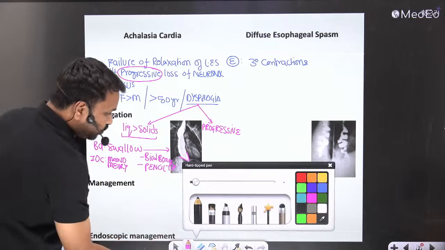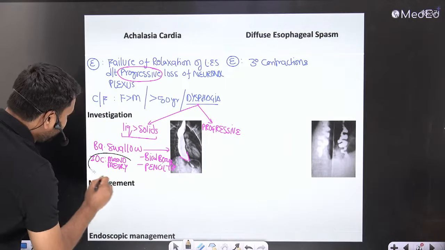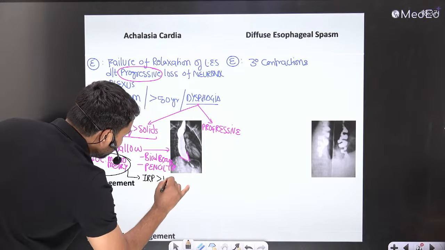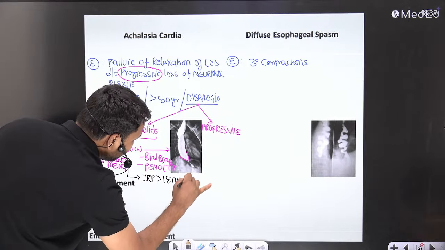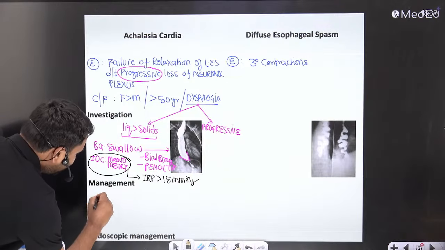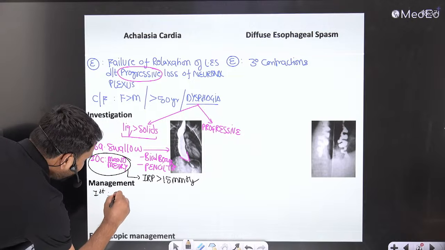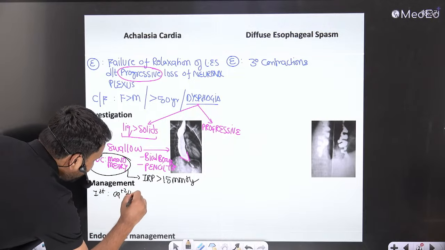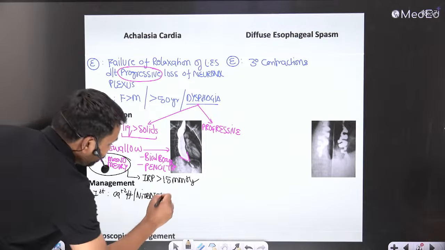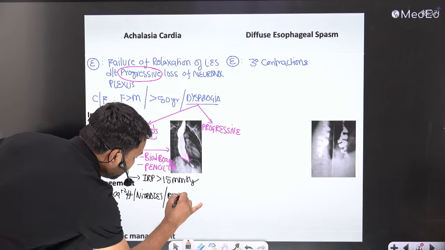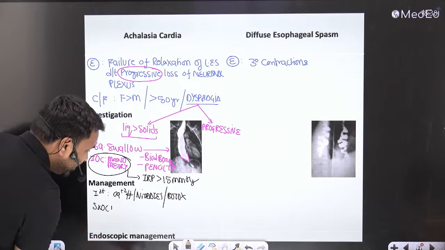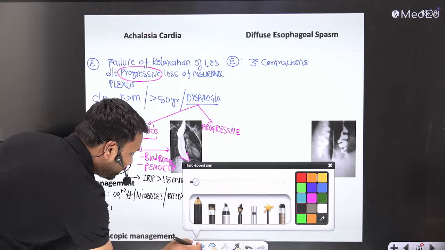I don't want to overburden you with information, but when you do a manometry, remember, an integrated relaxation pressure of more than 15 millimeters of mercury is suggestive of achalasia cardia, right? What is your first line management? The first line management is calcium channel blockers. You have the nitrates that you can give the patient to relax the sphincter. If not, you can give Botox, that is botulinum toxin. But if it fails, then the surgery of choice is laparoscopic Heller's cardiomyotomy.